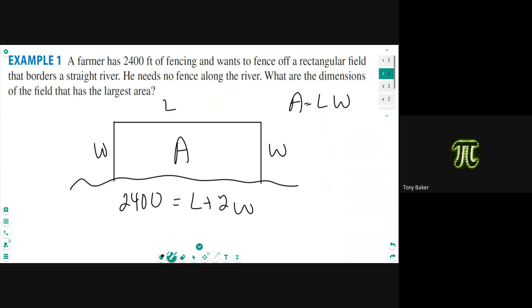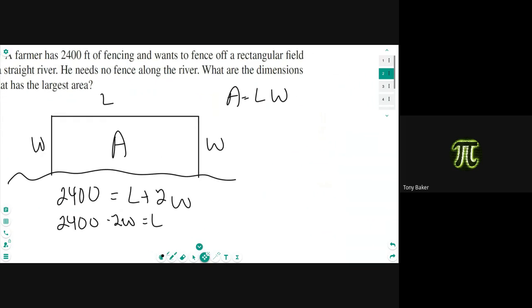So now we've got our two equations, right? We somehow have to relate them together. We're looking for area, so let's put everything into area. The way this one's set up, it makes it really easy to solve for L. So I can have 2,400 minus 2W equals L. So that means area is 2,400 minus 2W times W.